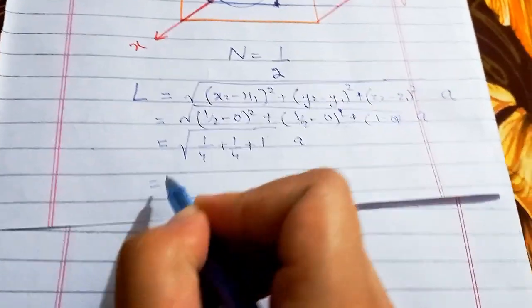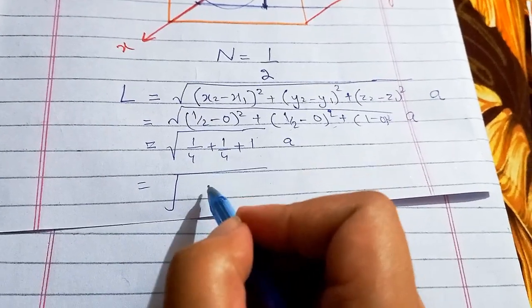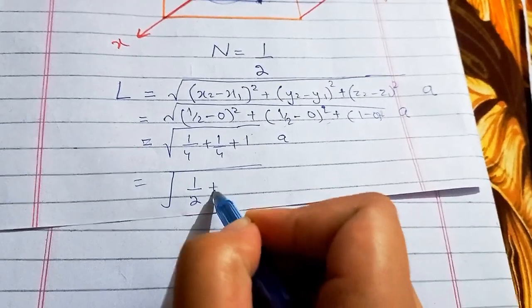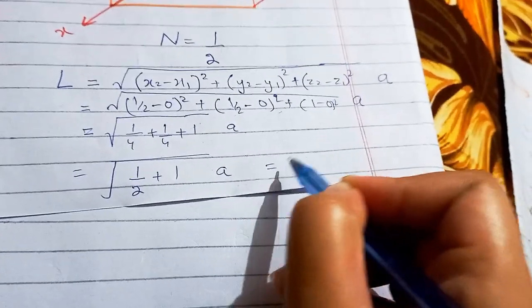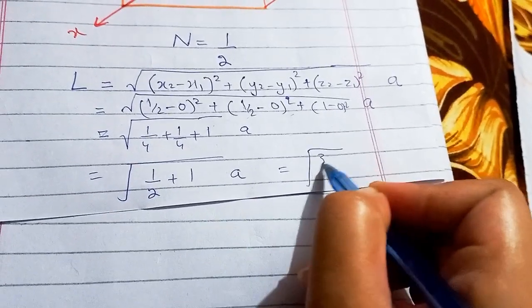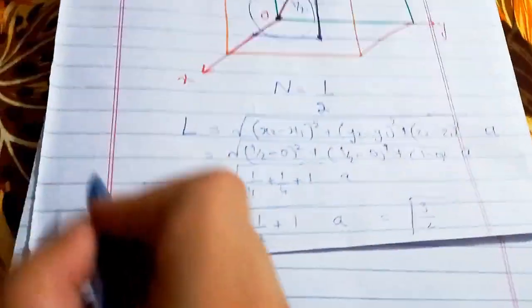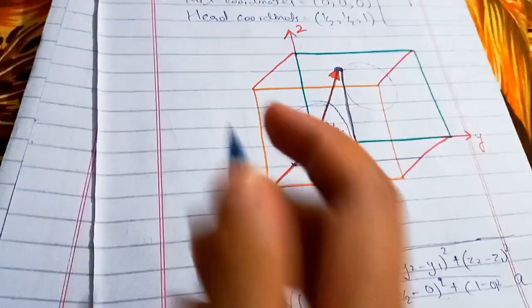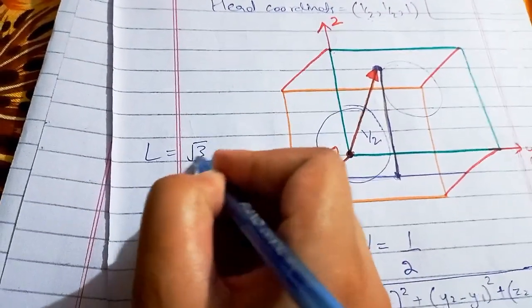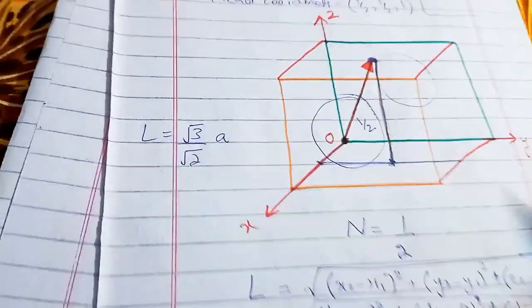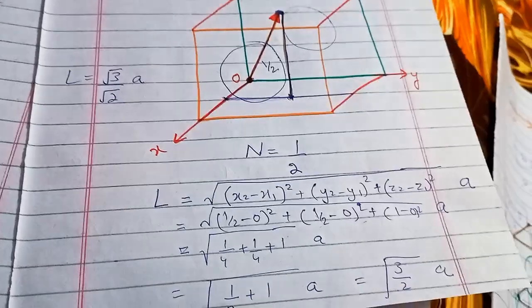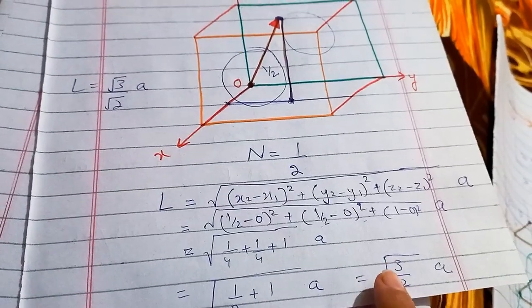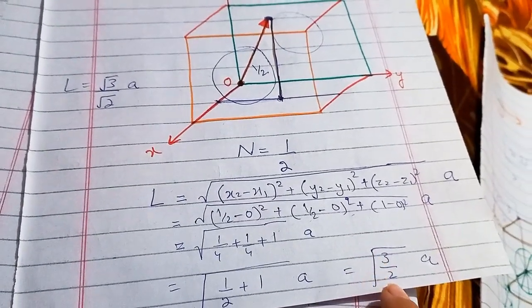into a. 1 by 4 plus 1 by 4 is 1 by 2, plus 1, into a, which is equal to the square root of 3 by 2. You take the LCM: 1 by 2 plus 1 is 3 by 2, into a, and you can simply write it as L equals root 3 by root 2 into a. You can separate the square roots: the square root of 3 is separated and the square root of 2 is separated.